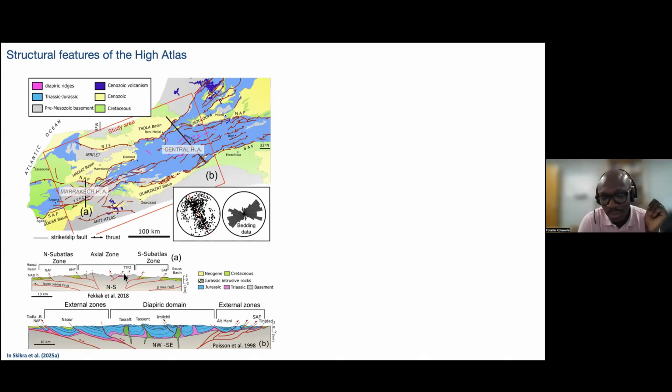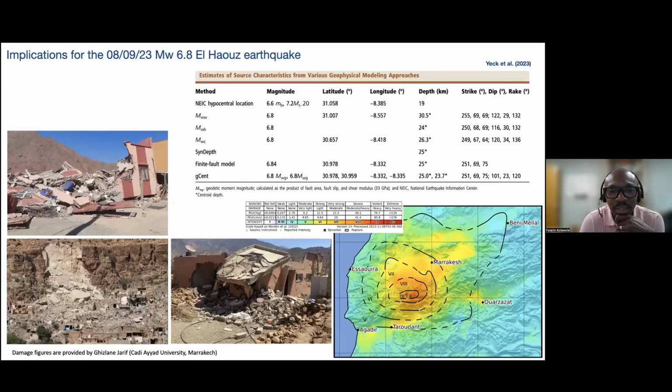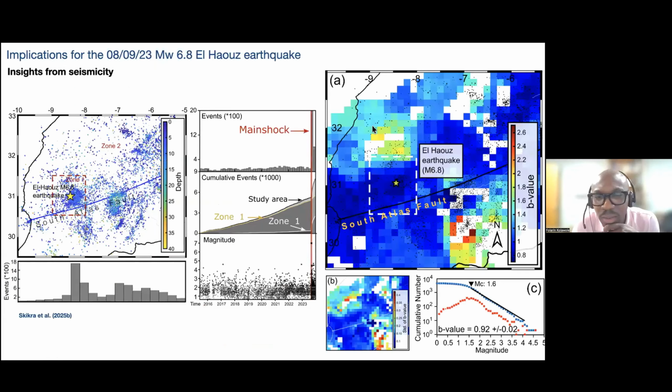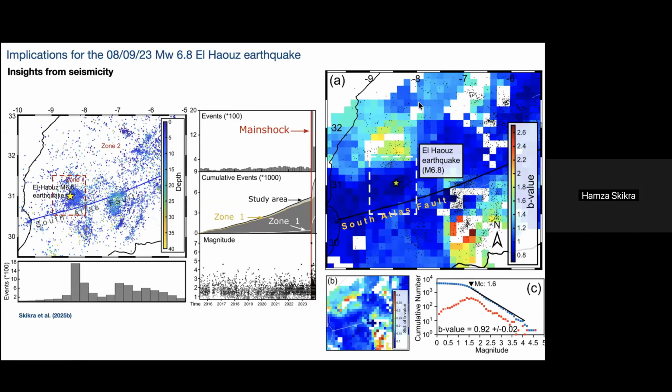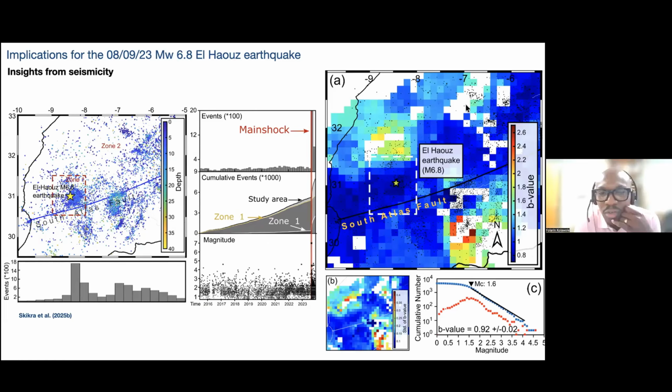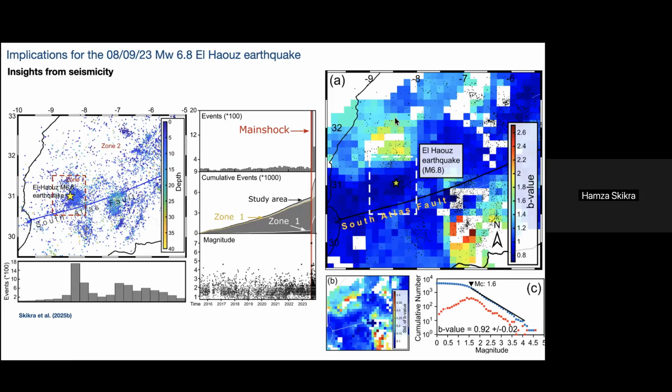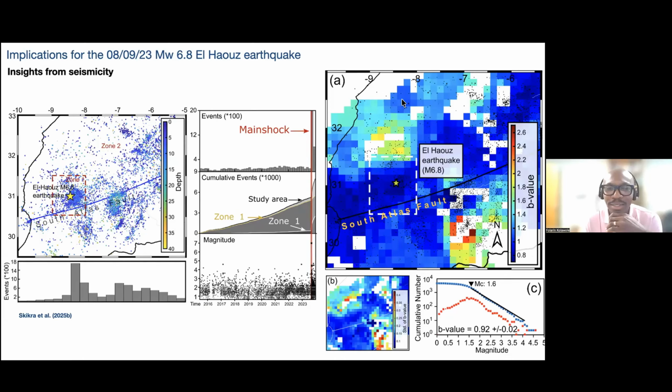I can ask a question. I noticed that in your b-value map, you have some moderate b-values closer to the coastal plain, further west. Around longitude just west of 8, if you move north a little bit, there's a cluster of blue. Yeah, right there.